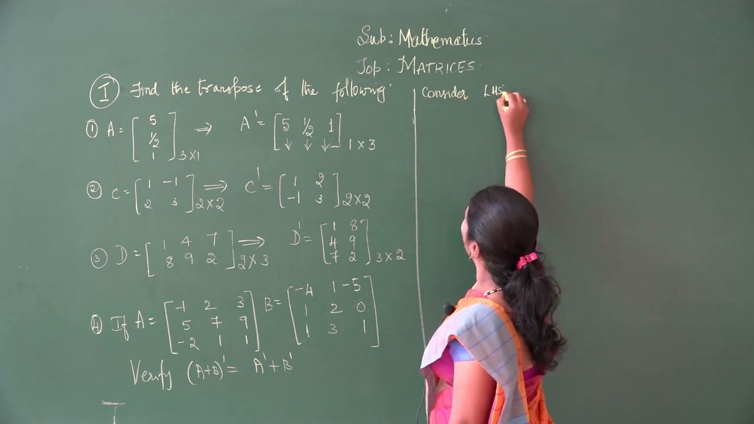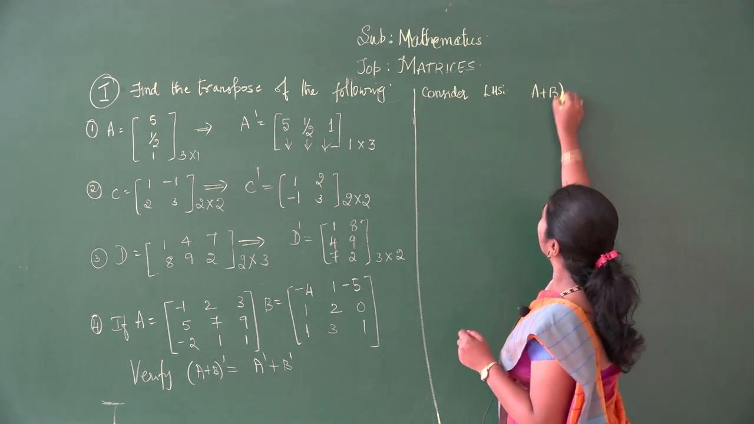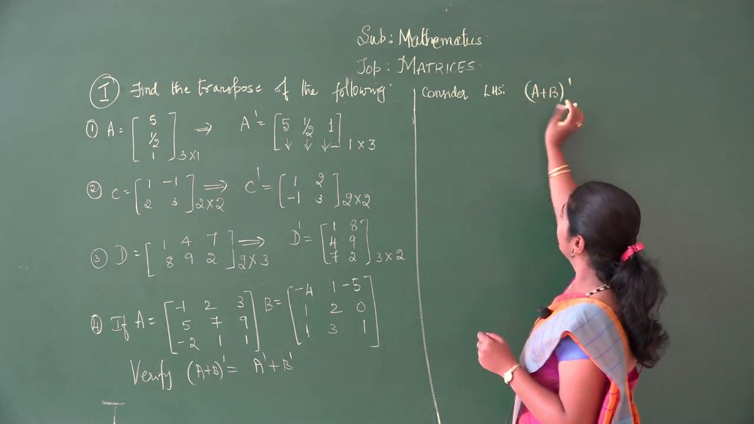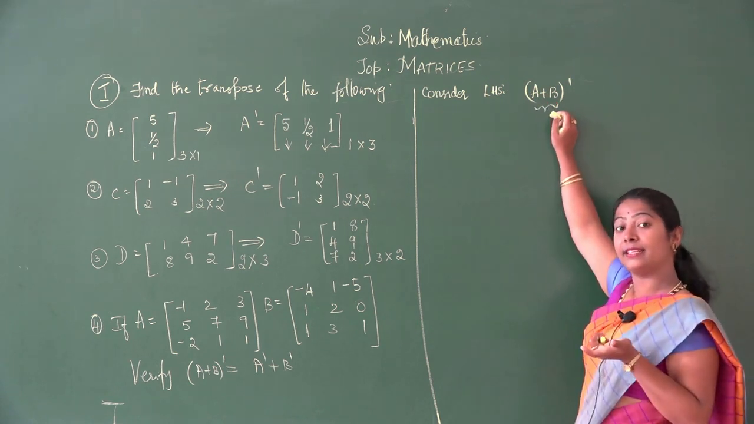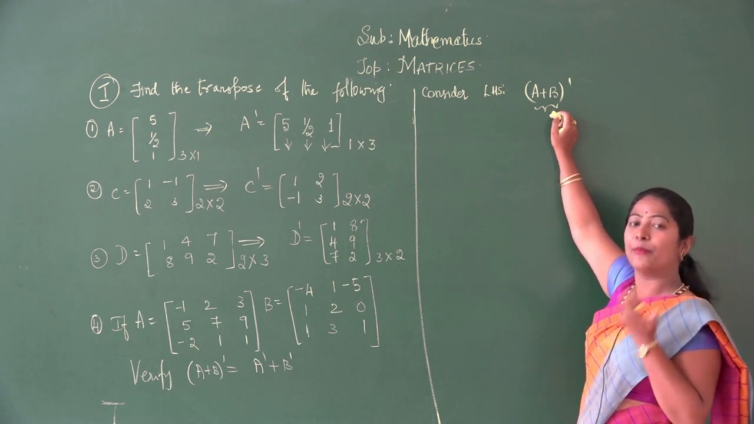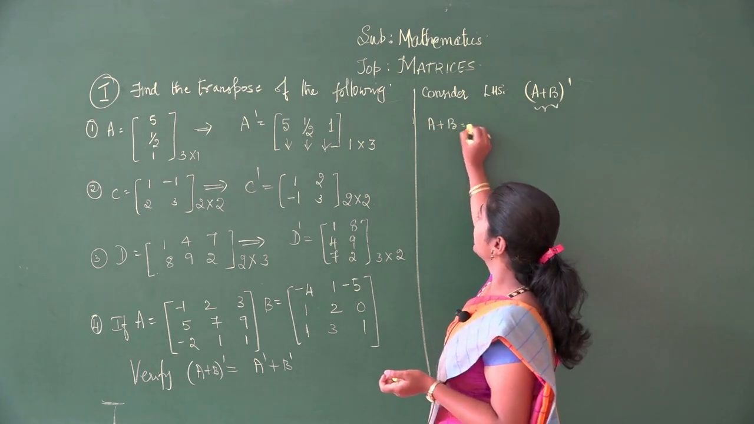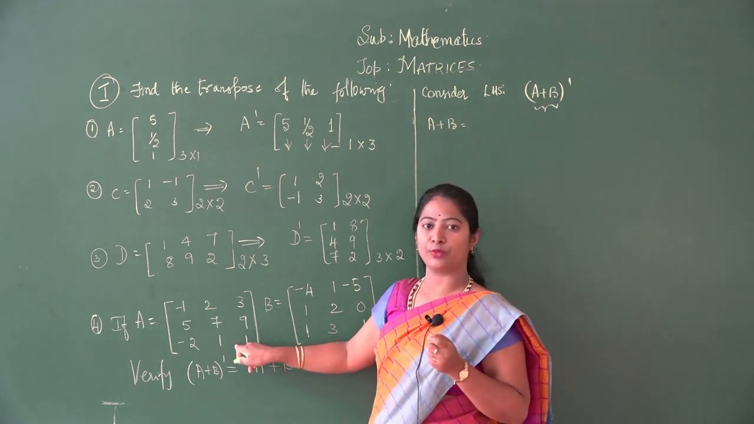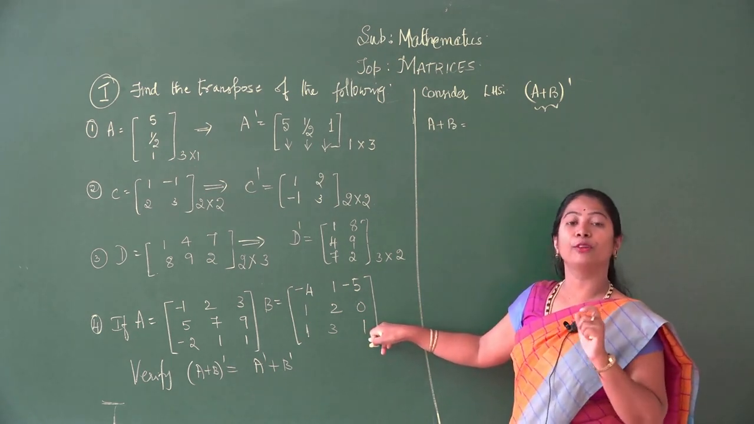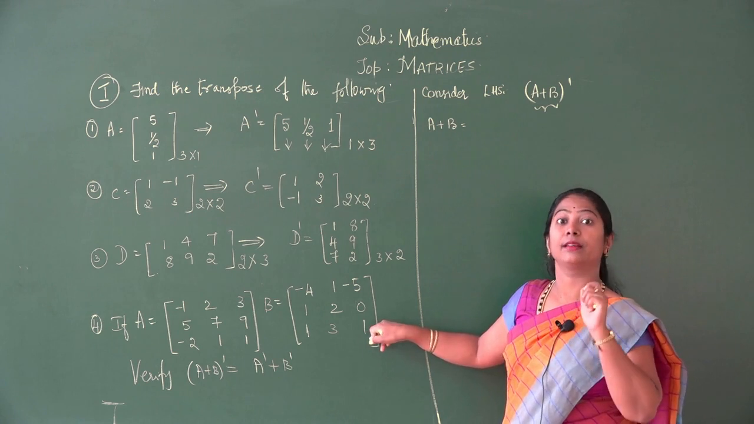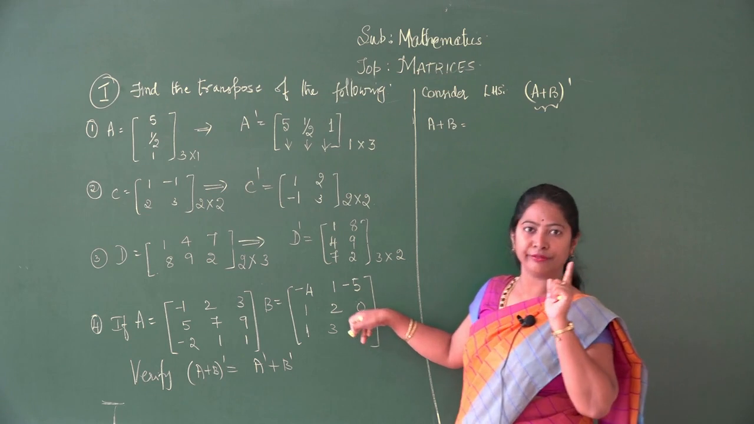Consider LHS. What is LHS given? (A plus B) whole dash. Now, first, we are supposed to add these two matrices and then take the transpose of the resultant sum of these two matrices. So, what is A plus B? What is the order of the first matrix? 3 cross 3. What is the order of the second matrix? It is again 3 cross 3. Order of both the matrices are same. Then their corresponding elements can be added, which satisfies the definition of addition of matrices.